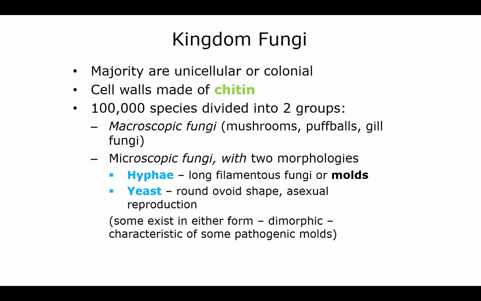Micro means small. And here there are two different morphologies or body types. There's the hyphae, where you've got these long filaments, and this is what molds have. And then yeast, where you have a round oval shape that reproduce asexually by budding. And some of them can exist in either form, and they're called dimorphic if they can do that.